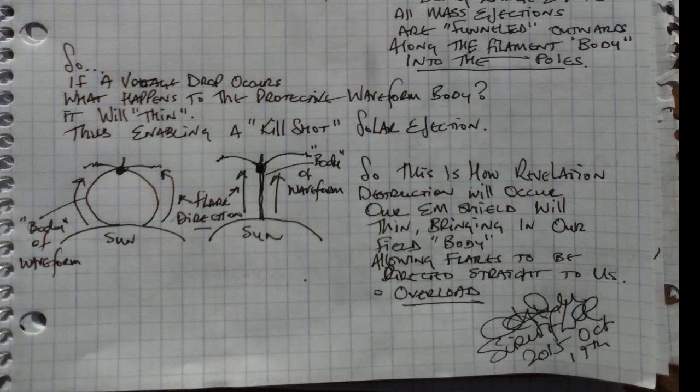Our EM shield will thin, bringing in our field body, allowing flares to be directed straight to us, and that will give us an overload, and then the energy will go to ground, and you will have countrywide electrical strikes as the energy from the sun must ground itself. And so it will ground itself by electrical means and electrical activity.